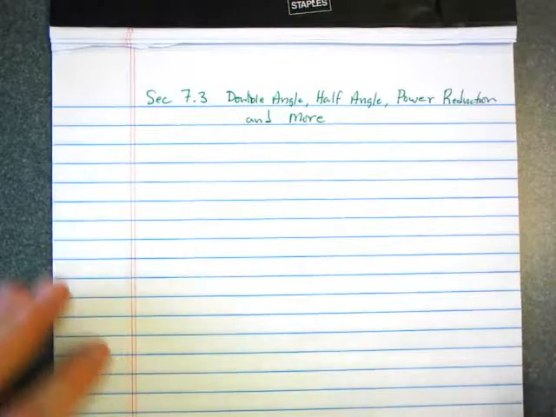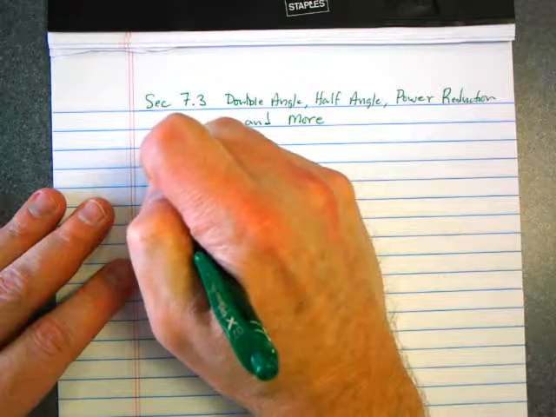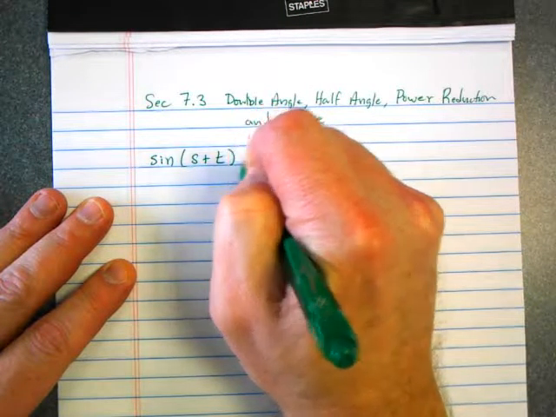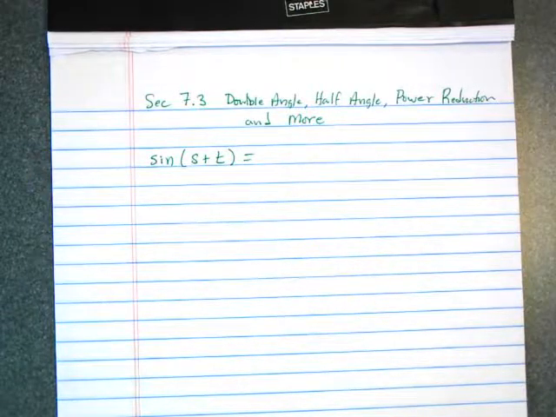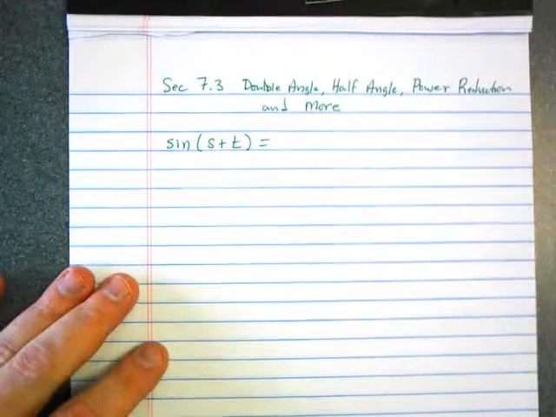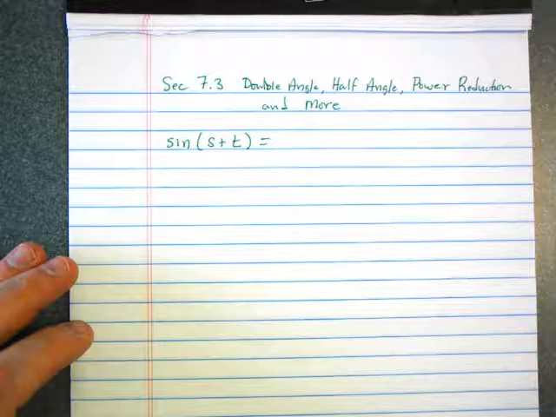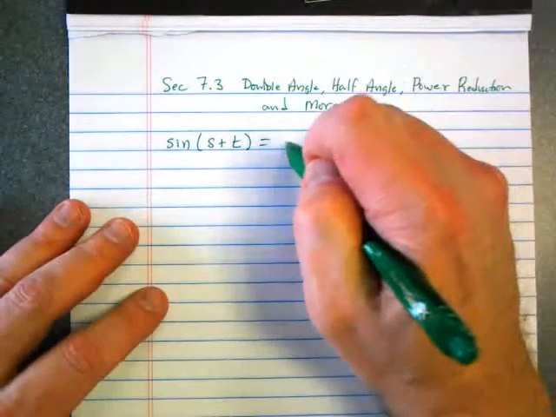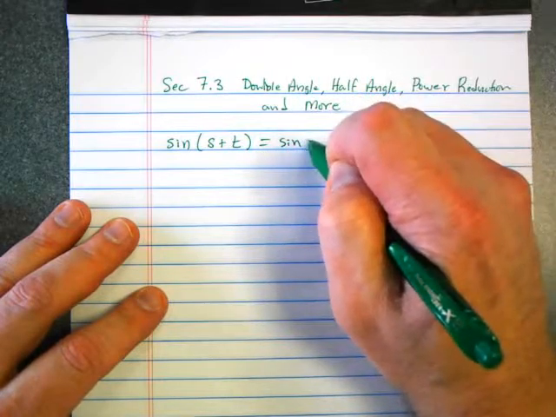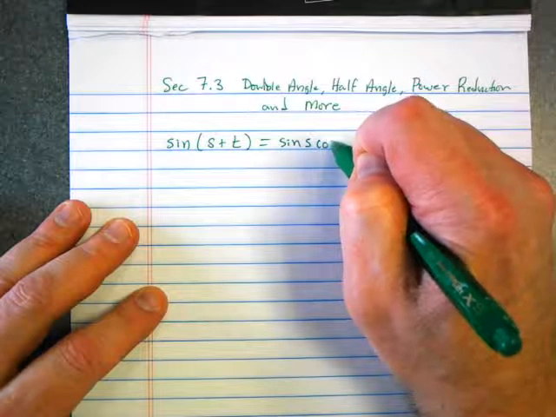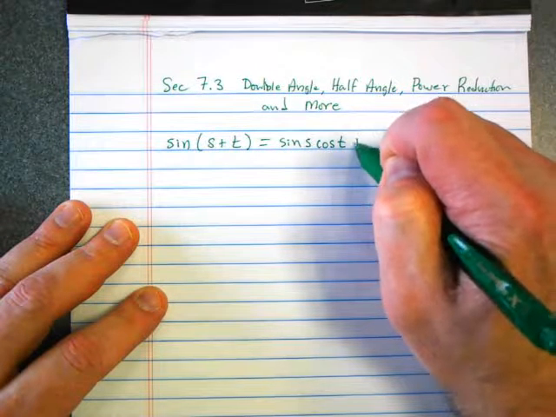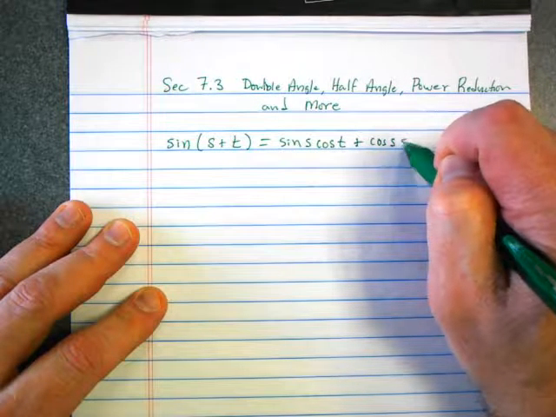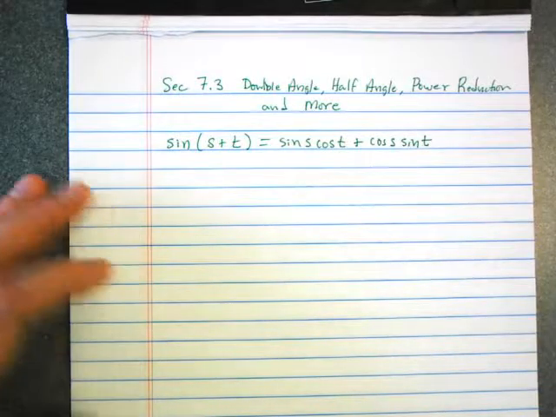All right, so back in section 7.2, we had a formula that said this, sine of s plus t. How did the sine formula work again? Sine of one of them, cosine of the other, plus, and then it switched. So then it goes cosine s sine t.